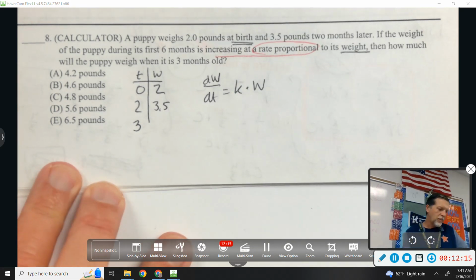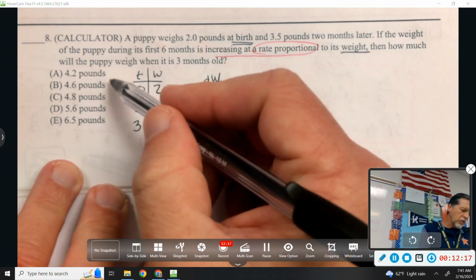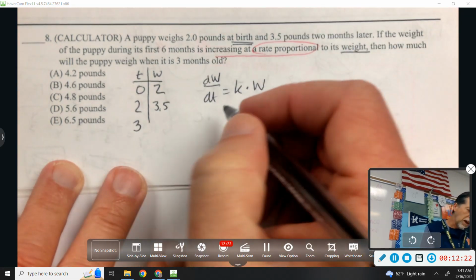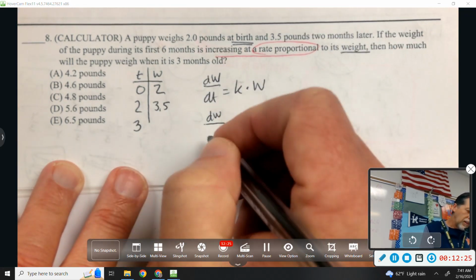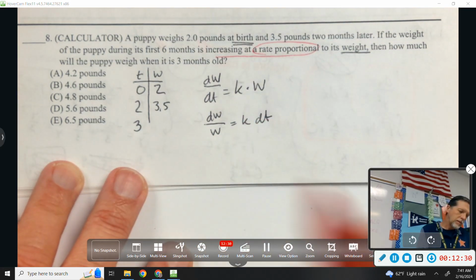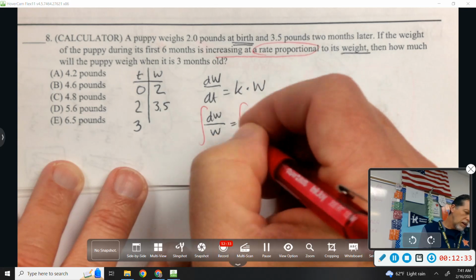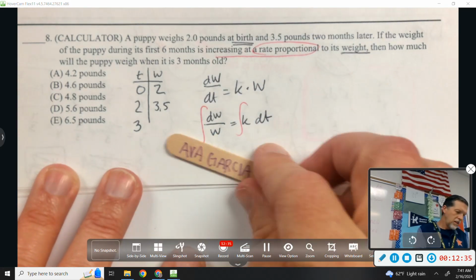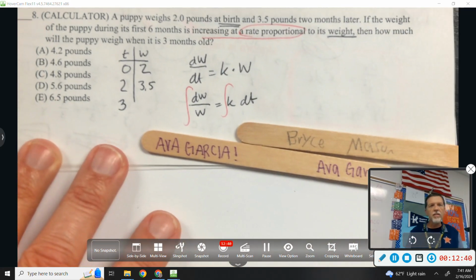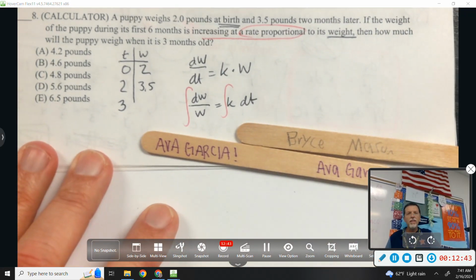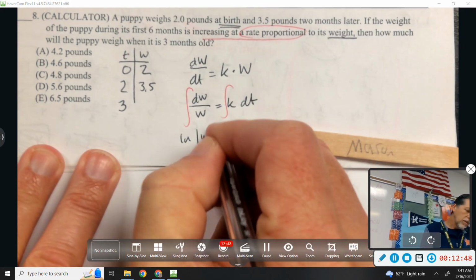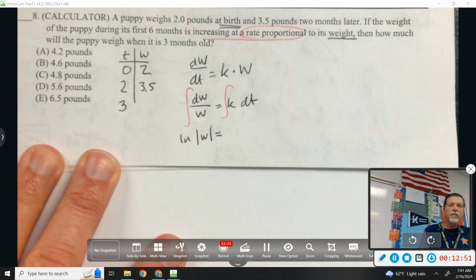It's multiple choice, but I don't know that any of those are close enough where I'm not ready to just rule any of those out. So let's move the w over, move the dt over, integrate both sides. Again, should be rocking and rolling on the integration stuff on this. Ava, what's the antiderivative of dw over w? Natural log of w. Bryce, how about the antiderivative of k dt?